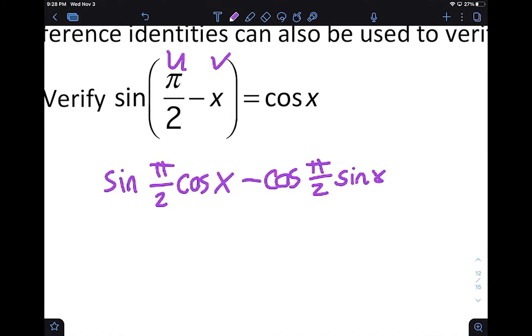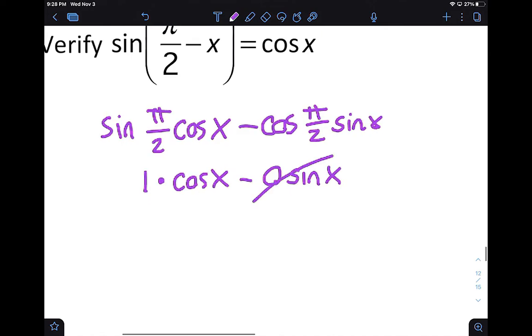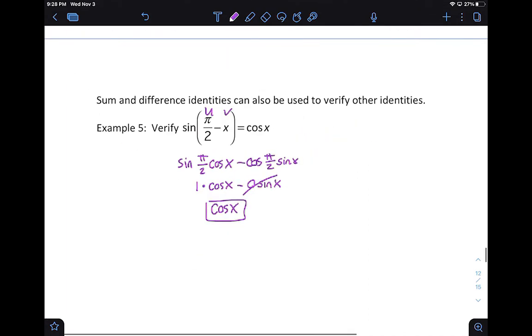So sine of pi over 2 would be 1. So we'll have 1 times cosine x. And actually cosine of pi over 2 is 0. And then 0 times sine x, that's just going to be 0 right there. And then 1 times cosine is cosine x. And that's how you can verify one of your identities there. So that's going to be it on that one.